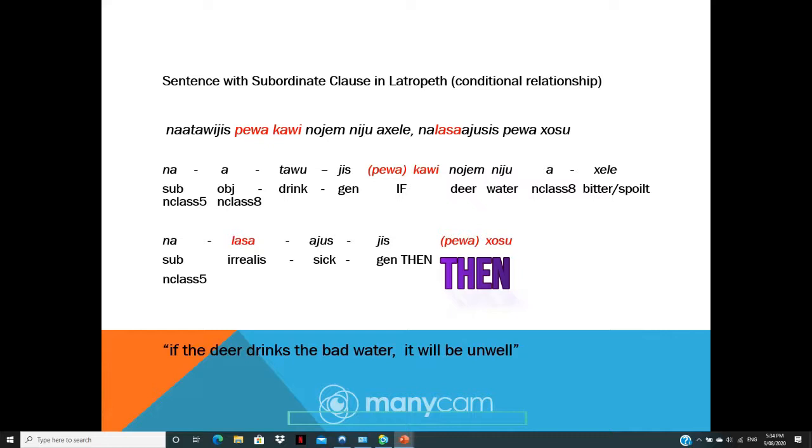Okay, the first clause has the conditioning statement, pewa kawi, if, right hand. Naya tawu yis pewa kawi noyam niwa ele. Okay, if the deer drinks bad water, nalasa yus yis, it will be unwell. Nalasa yus yis. Okay, naya tawu yis pewa kawi noyam niwa ele nalasa yus yis pewa osu.